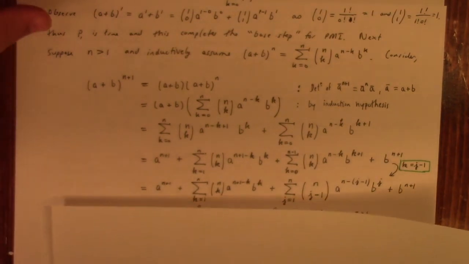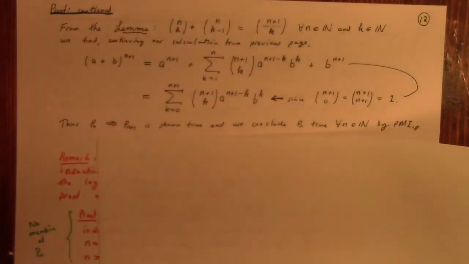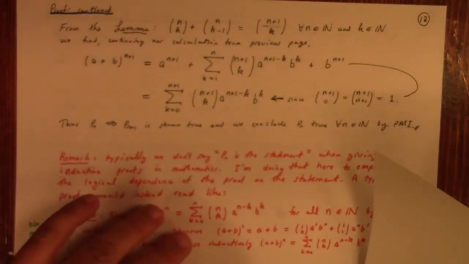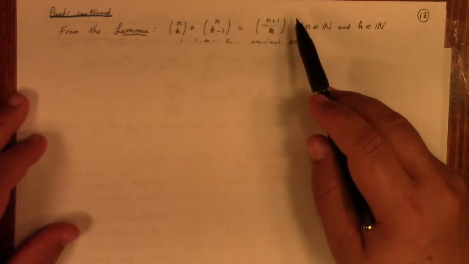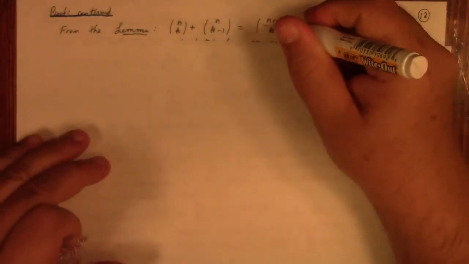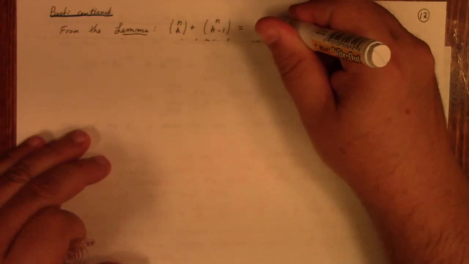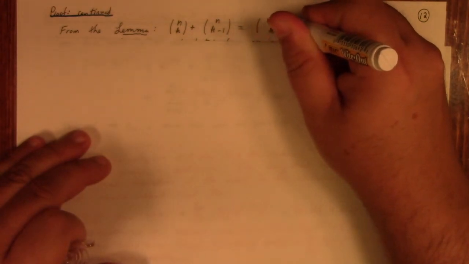Great, and now we'll continue. This one's a little bit long. So continuing, from the lemma, we know that n choose k plus n choose k minus 1 is n plus 1 choose k, right? And sometimes I just write a divide, like a fraction symbol there, and I just can't help myself. I'm going to get rid of it. There we go. Bad habit.